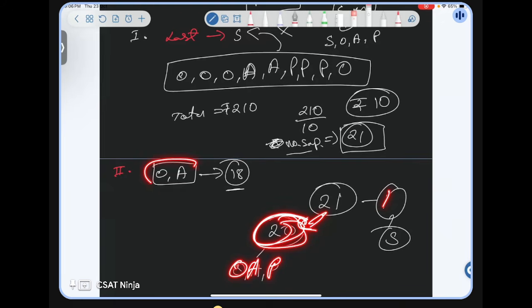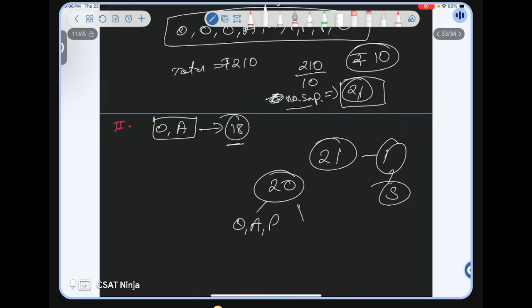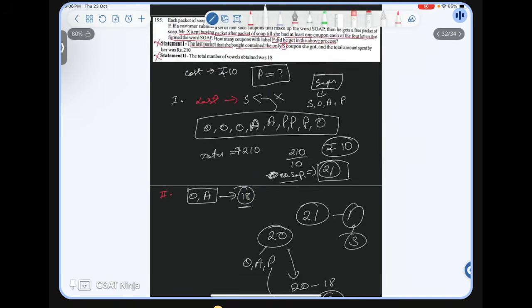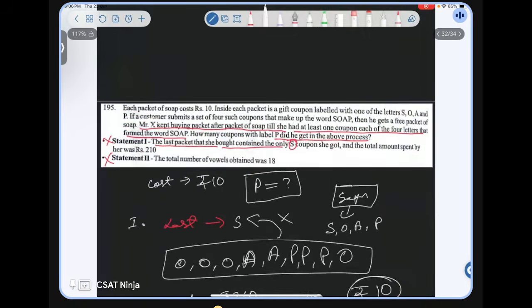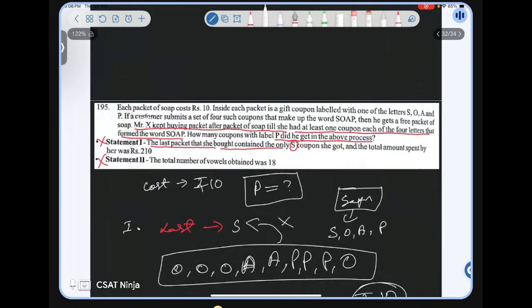And we know O and A make a total of 18. So within this 20, if I remove O and A, which is 18, I'm getting 2. There are 2 pieces of B there. So that's the answer. Using statements number 1 and 2 together, we have the answer. Are we okay with this? Yeah, that's all. That is data sufficiency. Anything you want to clarify? If you want to clarify something, I'll clarify that.